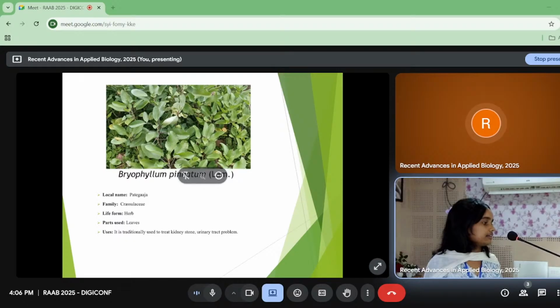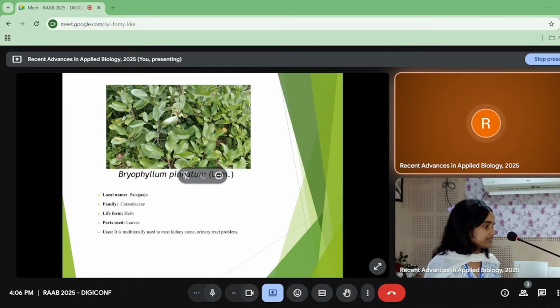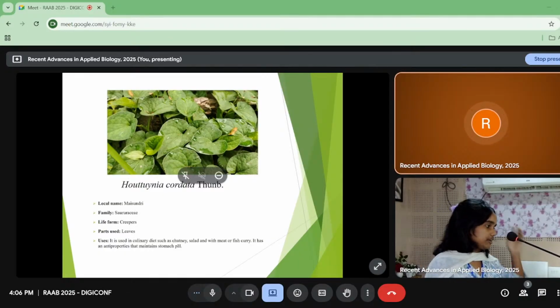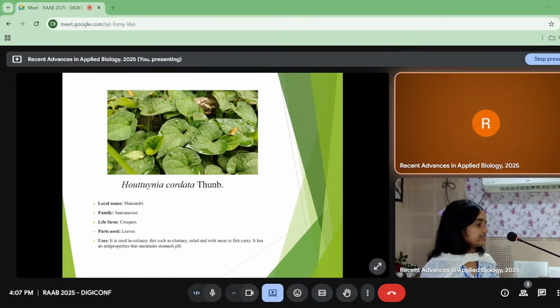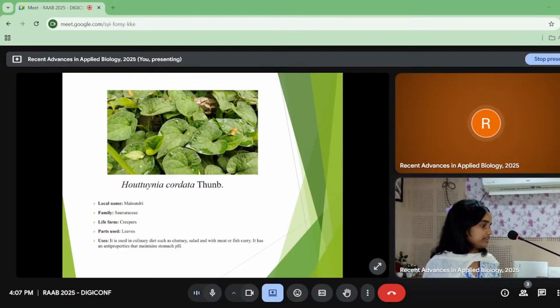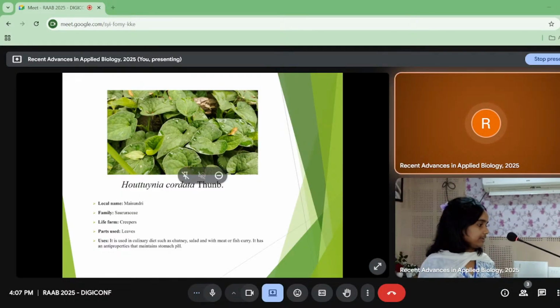So here is another species. The botanical name is Bryophyllum pinnata, which is traditionally used to treat kidney stones and also urinary tract problems. Another plant species is Cotonia cordata, and it is used in various culinary dishes such as all kinds of chutneys, salads, and fish curry. It also has anti-acid properties to maintain stomach pH level.